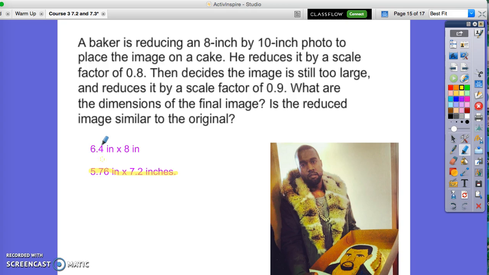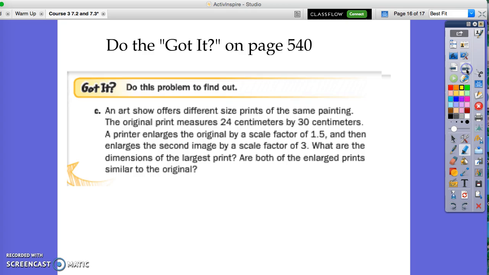So you don't have to show me both of them if you want to do this part in your head or on a calculator and then just do the second part, that's fine. Okay, so is the reduced photo similar? Yes, because it was a dilation and we use the same scale factor for the whole thing. Okay, so I want you to try the got it on page 540.